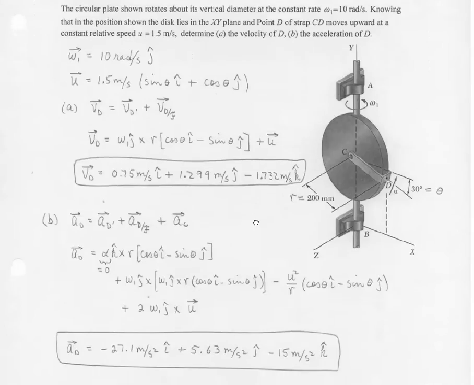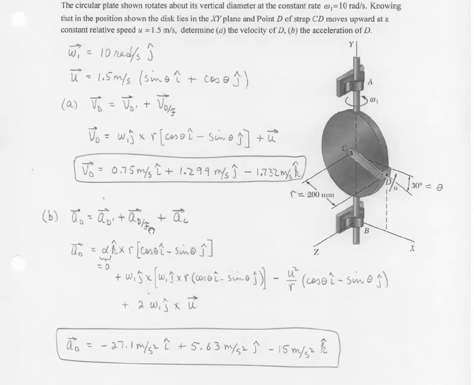To find the acceleration of point D, you'd write it as A D prime plus A D slash frame plus A sub C, Coriolis. And your A D prime is this term right here, two of them. One of them is going to be alpha crossed r, the other is going to be omega crossed into omega crossed r. So my r again is the vector that runs from C to D, and so that's r cosine theta i minus sine theta j. My alpha though is equal to 0 because this angular velocity omega 1 is constant in magnitude and direction. So we get no contribution from that term. The omega 1 j crossed into omega 1 j crossed into r, we do get contributions from it.